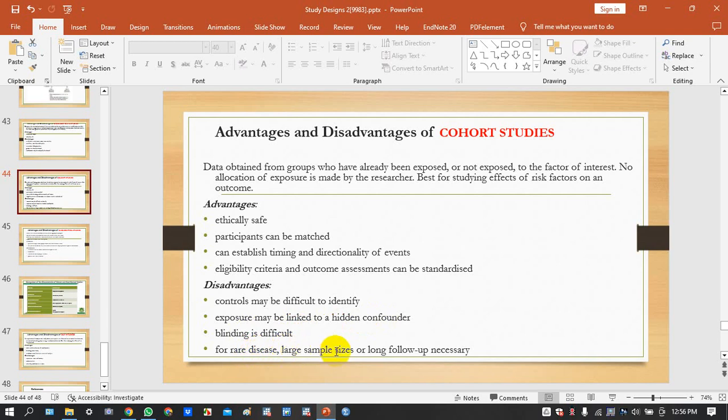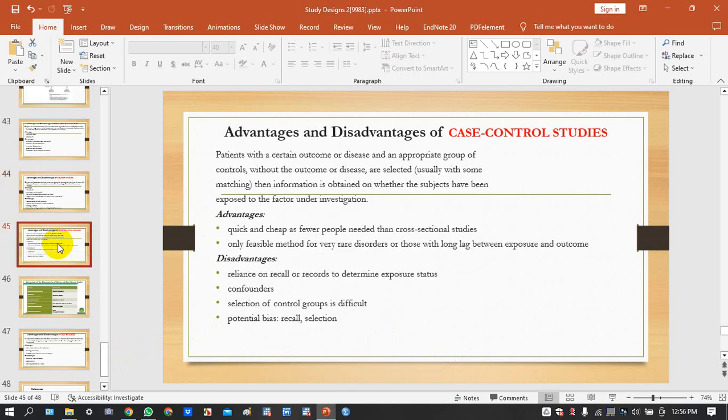For rare diseases, large sample sizes or long follow-up are necessary. And another difficult problem in follow-up is losses to follow-up. For example, because of war, you are doing a study in a community and you have to truncate the study because all of them ran from the community. So you are lost to follow-up.